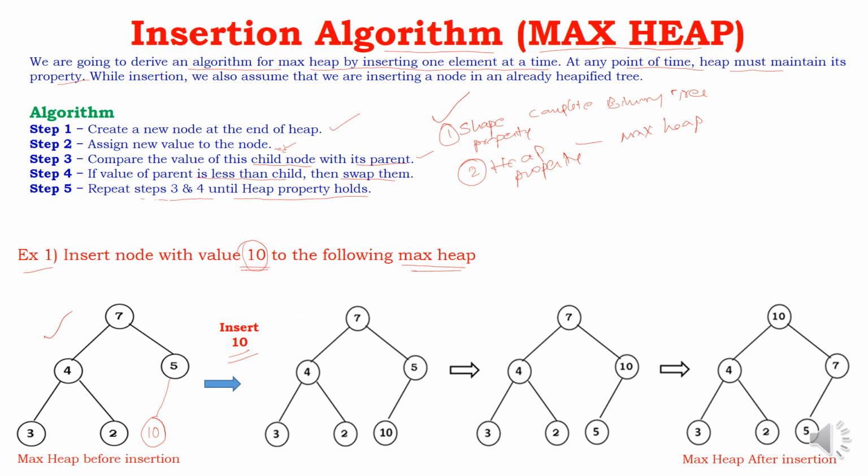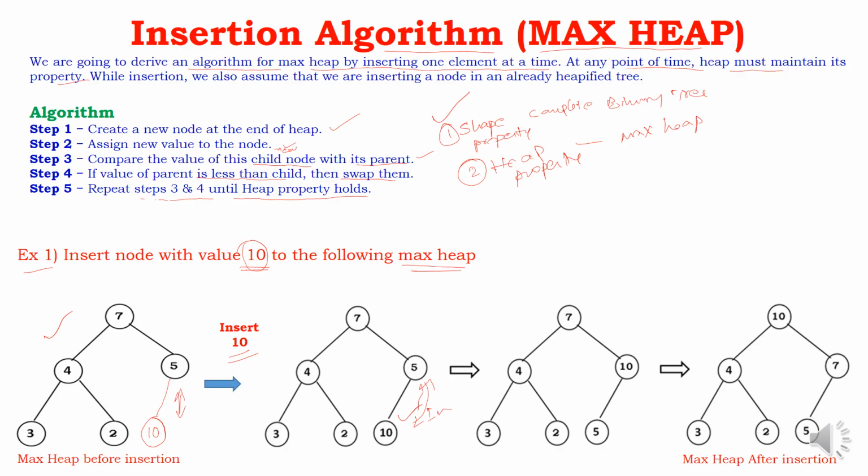Then compare the value of the new node with its parent value. Parent is 5, child is 10. So what is the heap property? Parent should be greater than child. Is it satisfying the heap property? No. So swap these two values. 5 and 10 are swapped. See, left of 5 is 10, so they are going to be interchanged.